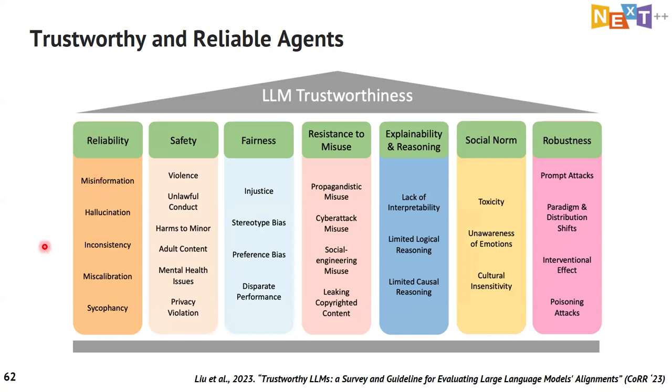For example, in this survey paper, the authors categorized seven key perspectives of LLM trustworthiness, including reliability, safety, fairness, resistance to misuse, explainability, social norm, and also robustness. And in each category, there are also different subcategories that are related to each trustworthiness challenge. And therefore, it would be a promising direction to enhance the trustworthiness of LLM agents following a different kind of categorization and in terms of different real-world problems.